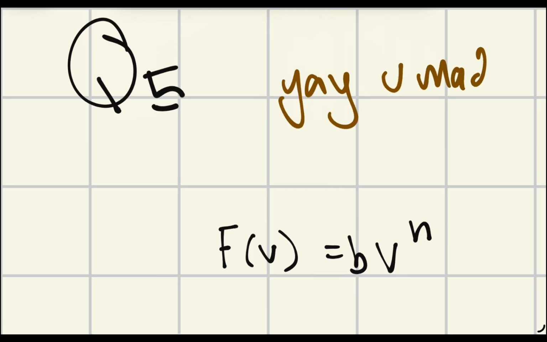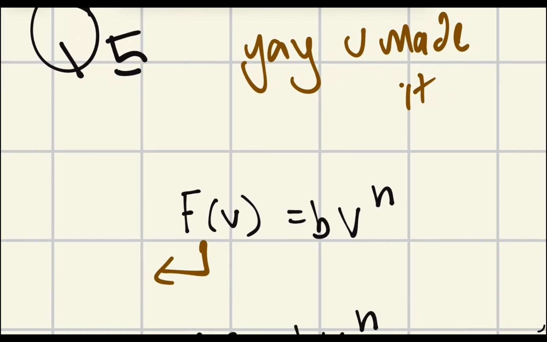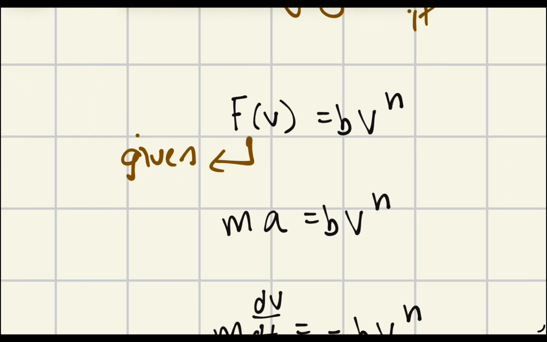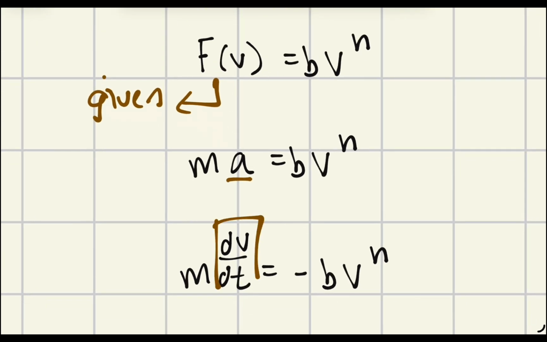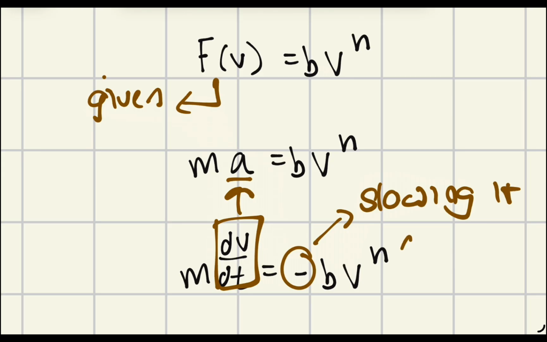So first we can just write it. F of v is equal to b times v to the power of n. And we know that F equals ma from Newton's second law, so we'll just rewrite it. Ma is equal to b times v to the power of n. So we know that a is the derivative of the velocity with respect to time. So let's just write that. m dv over dt equals negative b v to the power of n. And we just added the negative sign because it's a damping force.